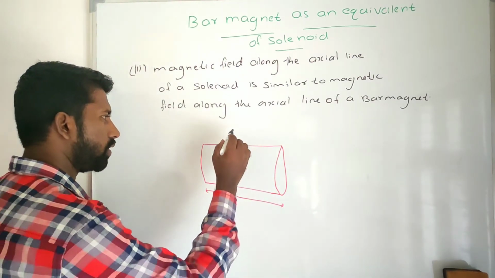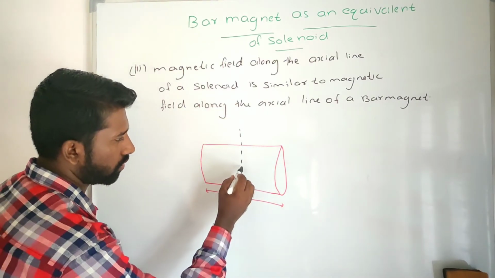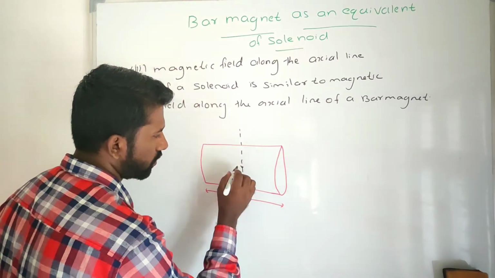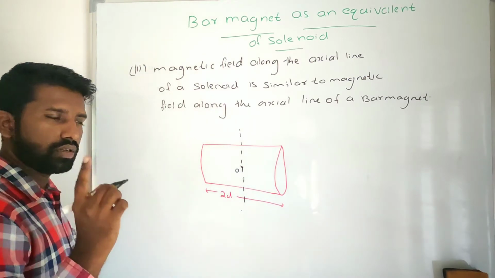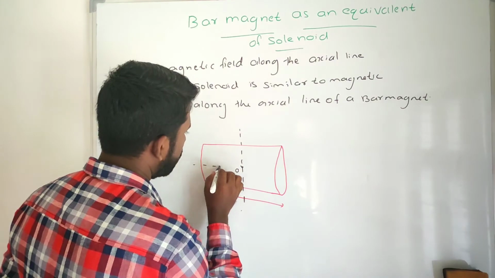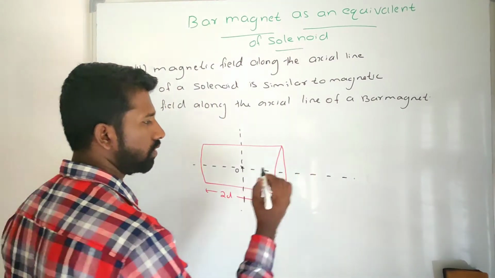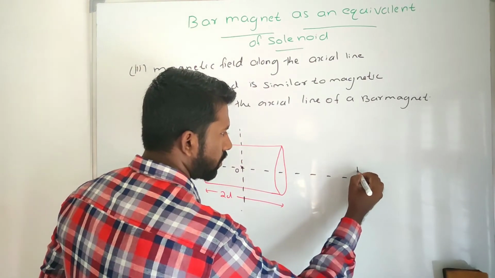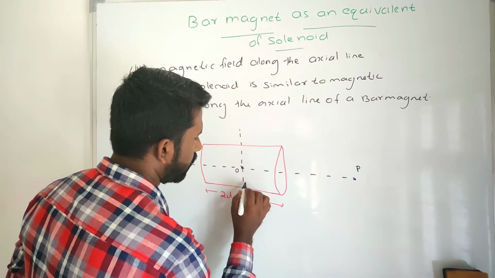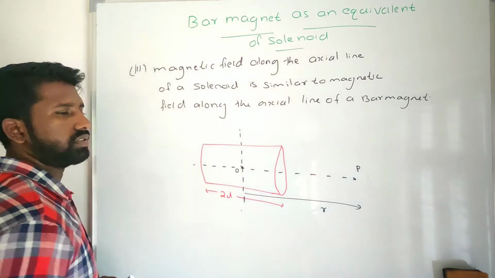I am going to split this, that is, this is the line which is splitting the solenoid into two equal halves. That is, this O is the center of the solenoid. Then this is the axial line, the line passing through the axis of the solenoid, and consider a point P which is r distance from the solenoid center.